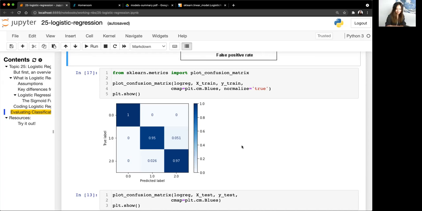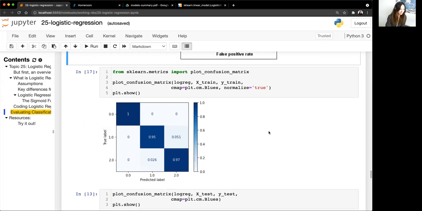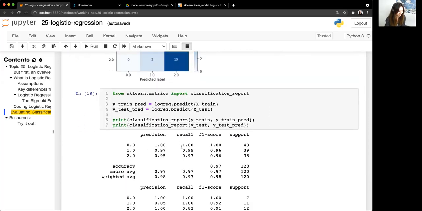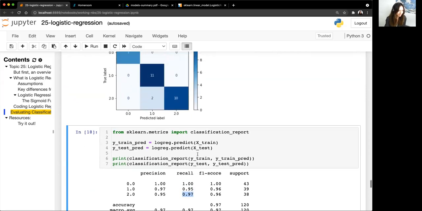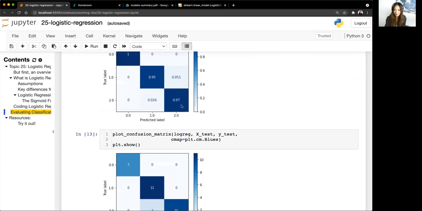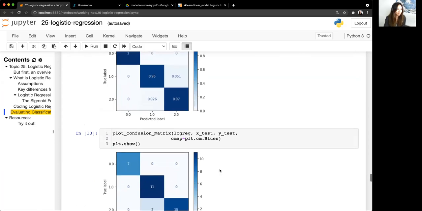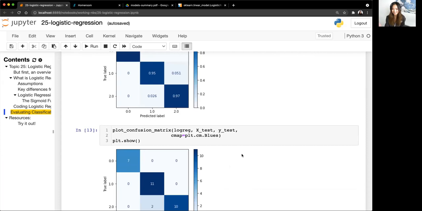But for recall, here, the recall is 95 for class 1, 97 for class 2, and a perfect 1 for class 0. Because out of all the actual number of those data points, how many were correctly predicted? You can see that this corresponds with the recall over here, right? For our class 0, it was 1, and 95 and 97 correspond with 95 and 97. Now, precision is just the opposite axis, right?